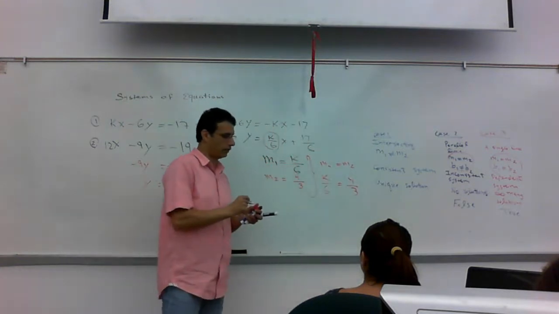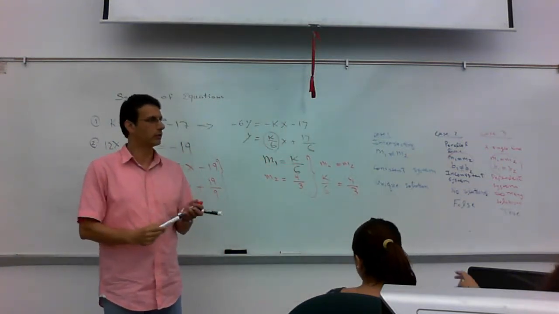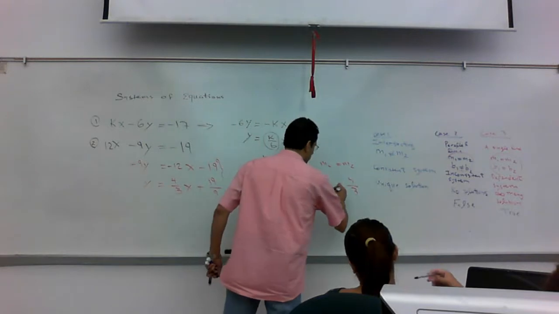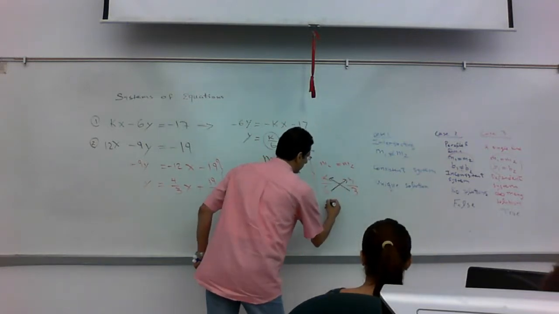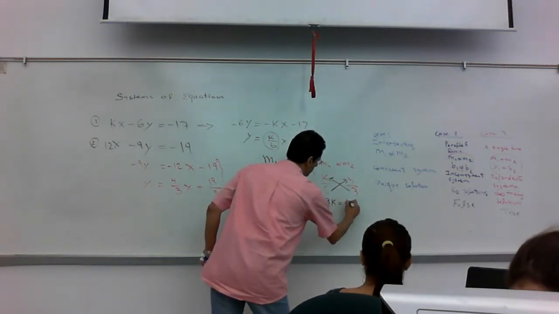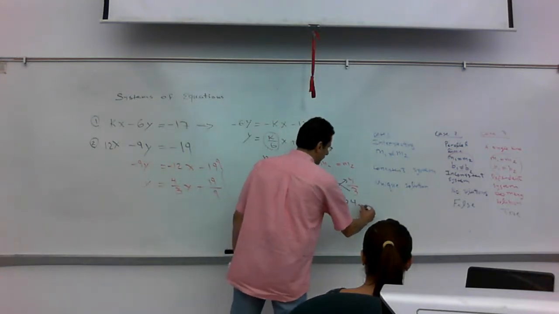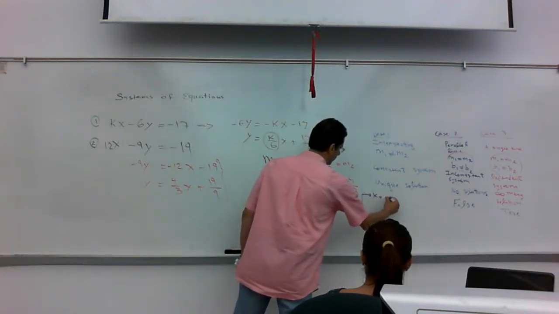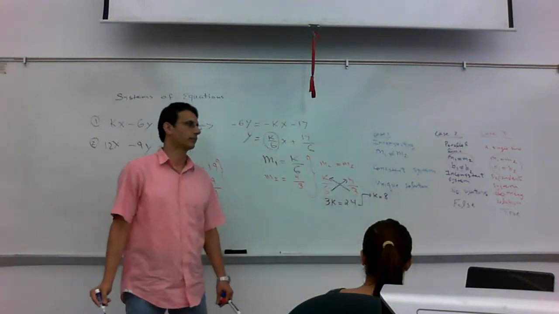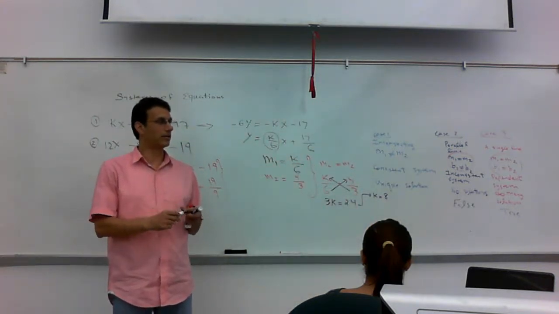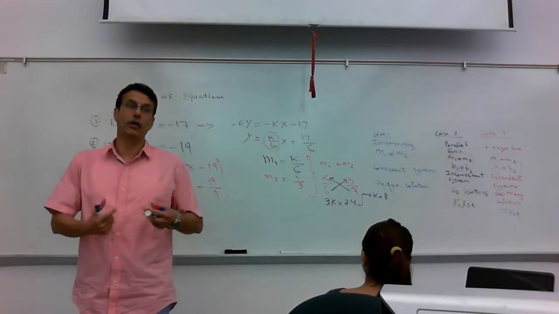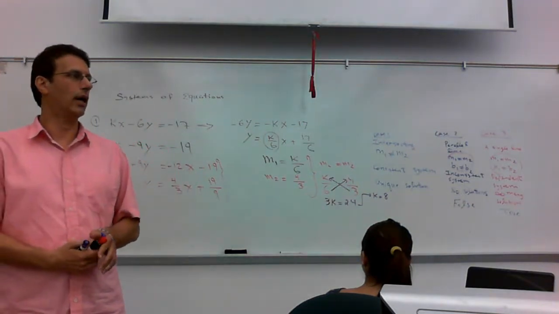So how do you solve this simple proportion? Cross product. 3 times k is equal to 4 times 6. And therefore k is equal to what? Does that make sense? Yeah. So if they give you a question like that, this is how you handle it.